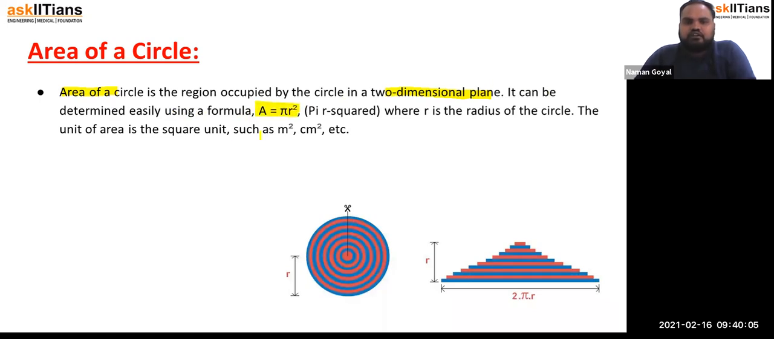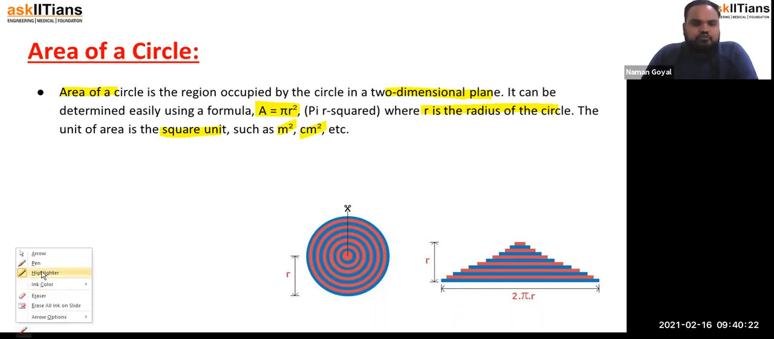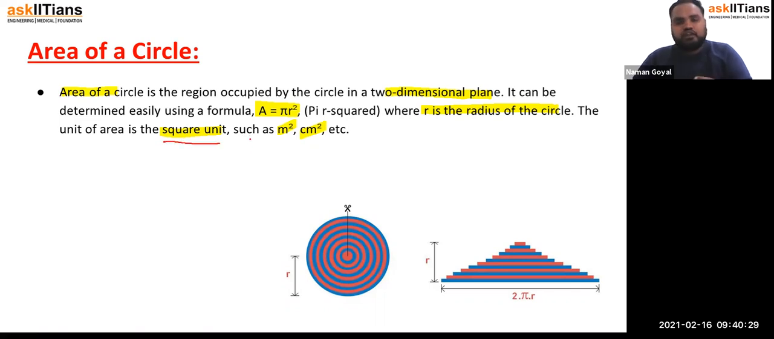As we all know, the area of a circle is given by A equals pi r square, where r is the radius of the circle. The unit of area is the square unit, such as meter square, centimeter square, etc. So basically, square units are used for area.